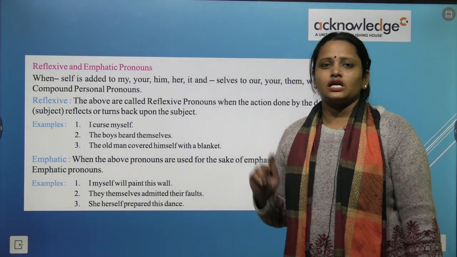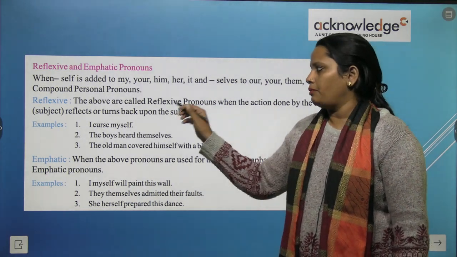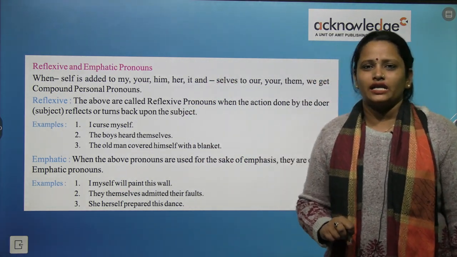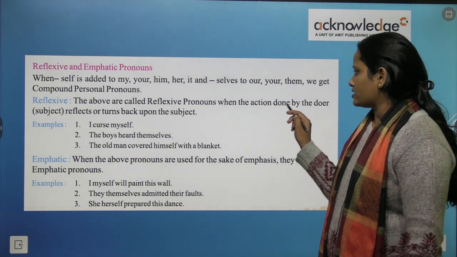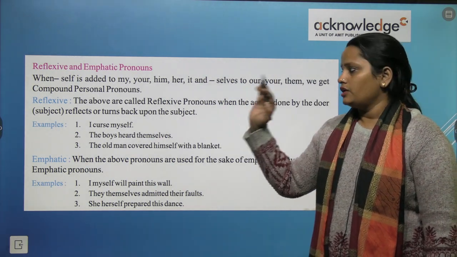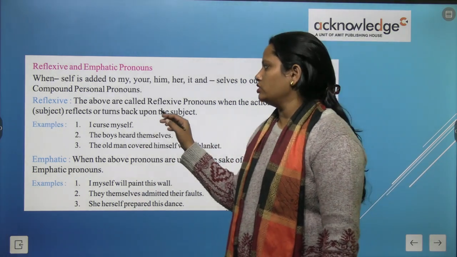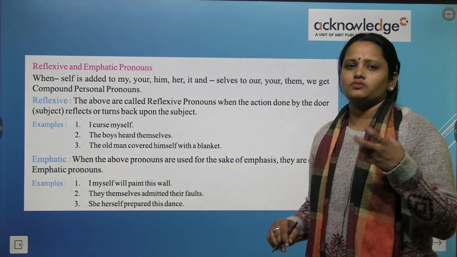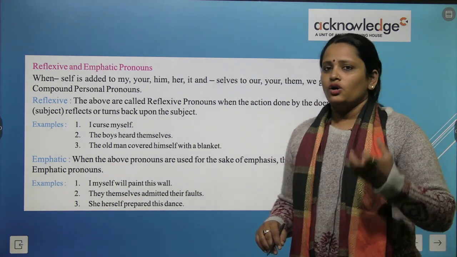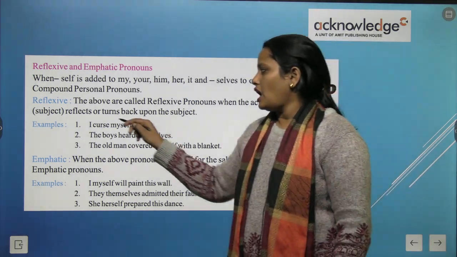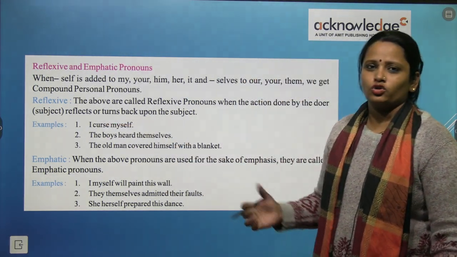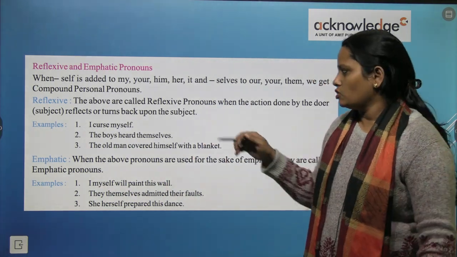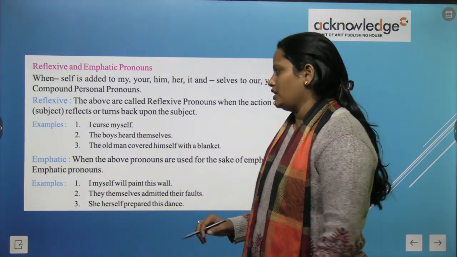Now first comes the reflexive pronoun. The above are called reflexive pronoun. So ऊपर जो भी words लिखे हुए थे वो सारे reflexive pronoun हैं. When the action done by the doer, means जो subject है, reflects or turns back upon the subject. So जो भी action किया गया है doer के द्वारा या subject के द्वारा वो वापस उस पर reflect हो रहा है. For example, I curse myself. मैं खुद को श्राप देता हूँ. So मैंने खुद को दिया वो चीज. So I and myself दोनों चीजें यहाँ पे यूज हो रही है.